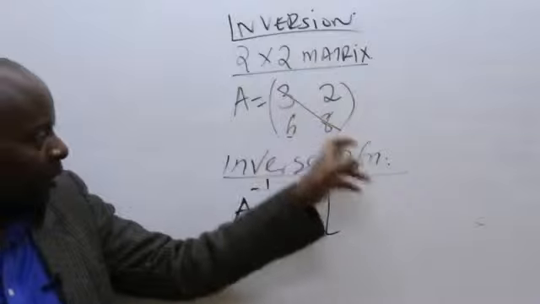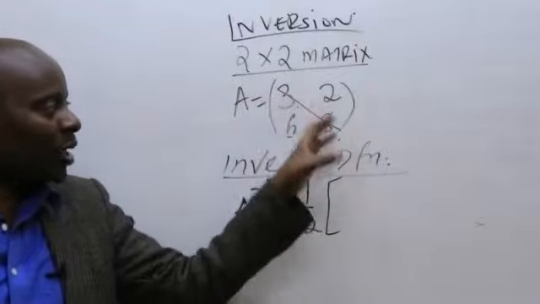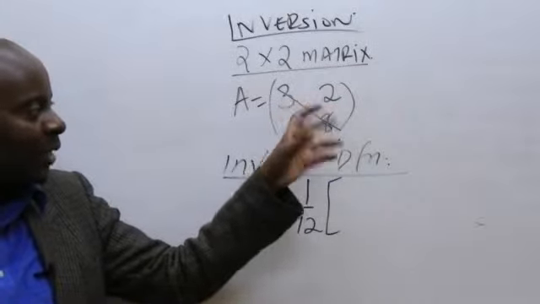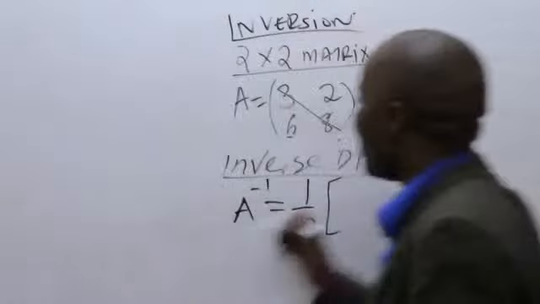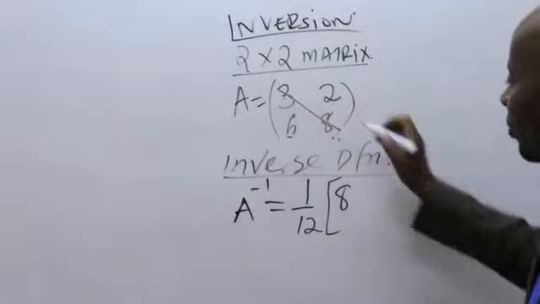These are the primary elements. So we swap them. They take their respective positions, we interchange them between their respective positions. So we have 8 taking the position of 3, and 3 taking its position, like that.